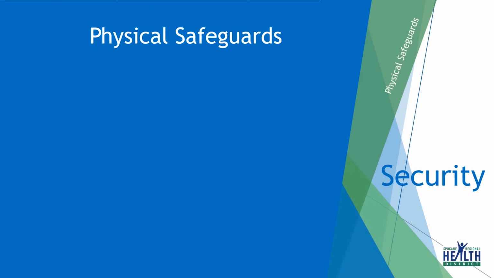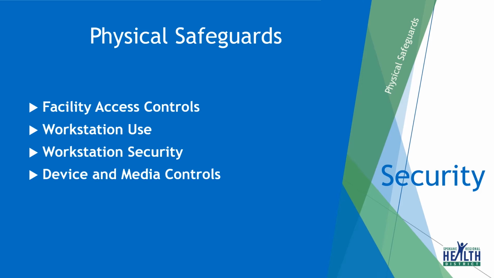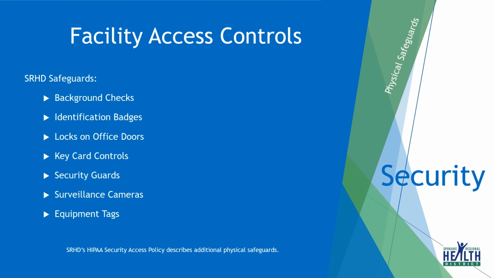The physical safeguards are another line of defense for protecting EPHI and include facility access controls, workstation use, workstation security, and device and media controls. Under this standard, SRHD must limit physical access to electronic information systems and facilities while ensuring that properly authorized access is allowed. Some examples of safeguards implemented at SRHD are background checks, identification badges, locks on office doors, doors with keycard controls, security guards, surveillance cameras, and equipment tags.